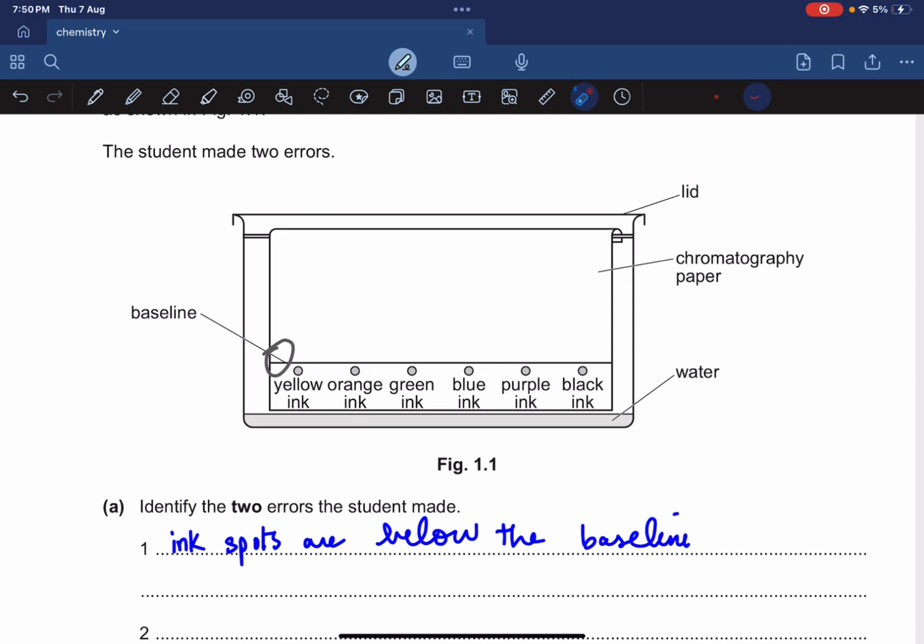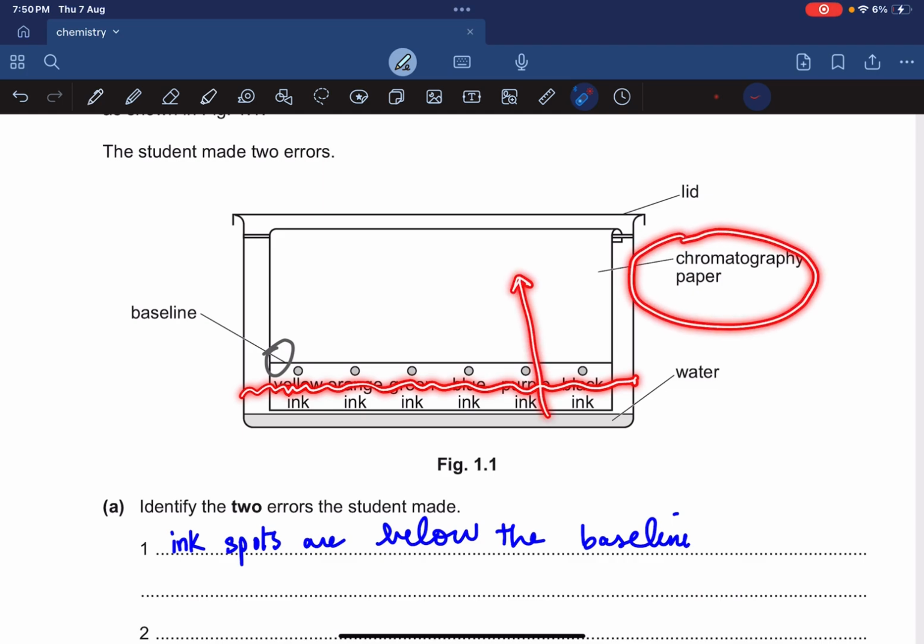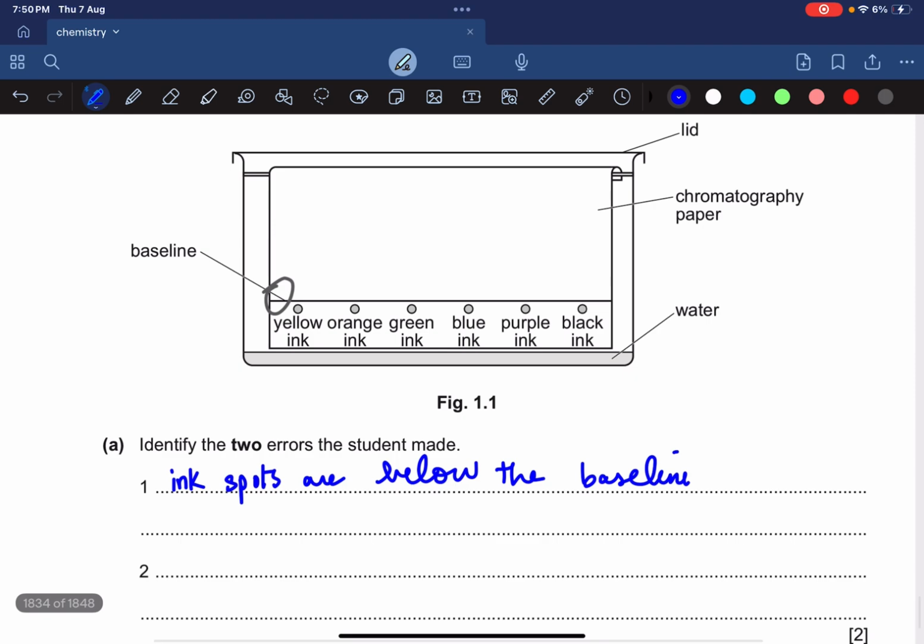Okay, and the second error which we can see is that the level of water or the solvent is below the chromatography paper. It should be somewhere below the baseline, something like this. Why? Because look, how can this chromatography paper now soak up water, and how can water move up? It cannot. So the second error is that the level of water is below the chromatography paper.